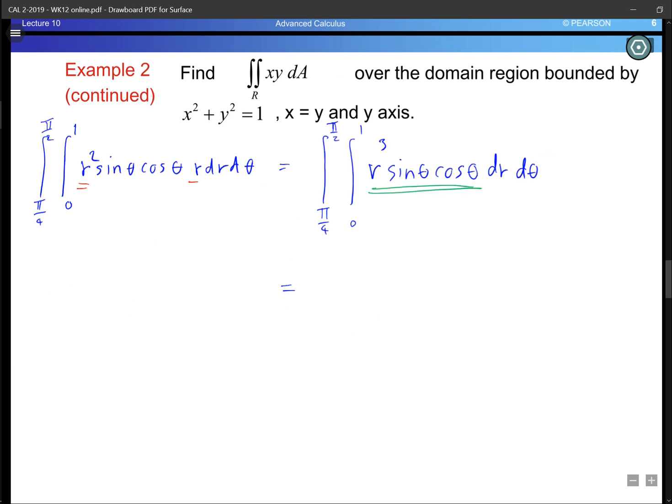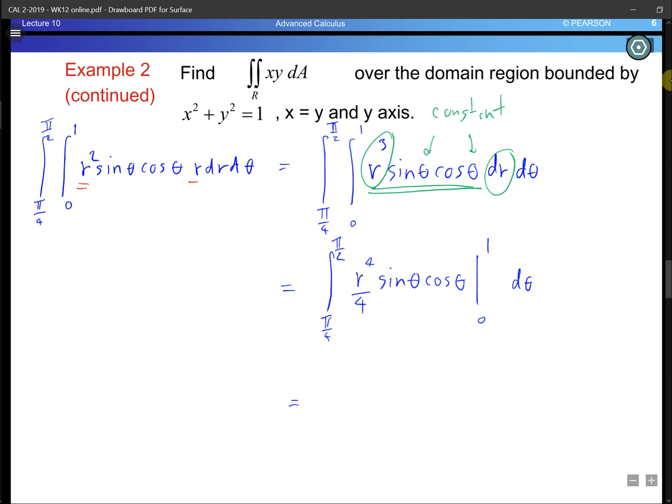So here you see r and theta in the function, but we are integrating with respect to r, so we are going to treat this theta as constant. It doesn't change in this process. So we just focus on this r cubed, which gives r to the 4th divided by 4, sine theta cosine theta. Nothing changes here, and we need to evaluate this at 0 and 1 and integrate this with respect to theta starting from 45 degrees to 90 degrees.